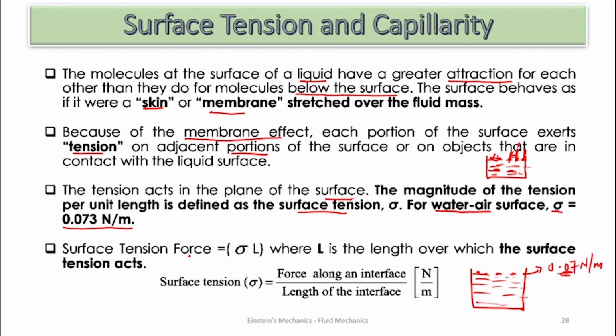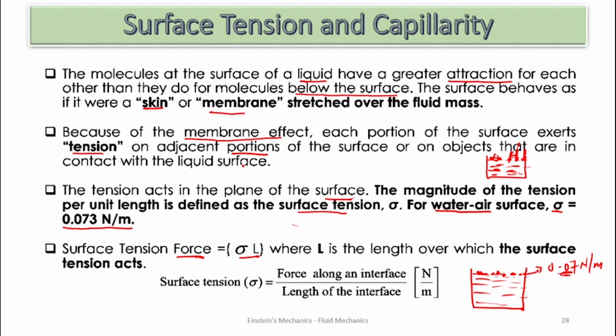So the surface tension force is given as the surface tension multiplied by L, where L is the length over which the surface tension acts. Therefore, from this equation, the surface tension is given as the force along the interface over the length of the interface. Are we good? So once you know the force acting between the particles exposed toward the surface and you know the length, you are good to calculate the surface tension.